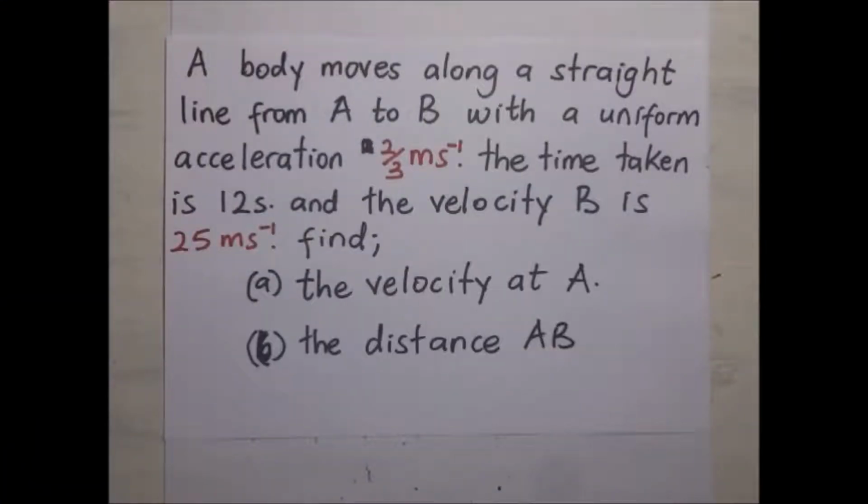Now that we've finished deriving the equations of constant acceleration, we'll go ahead and do some mock examples. Right here we have a question. A body moves along a straight line from A to B with a uniform acceleration of 2/3 meters per second. So we are going to start straight away with summarizing this question.